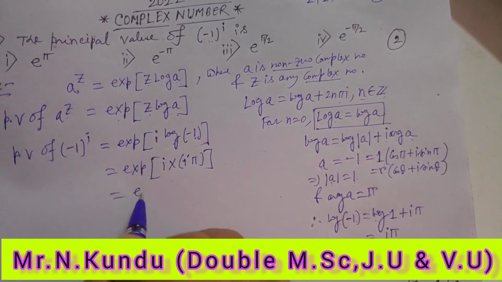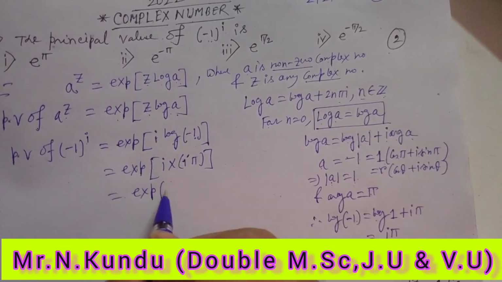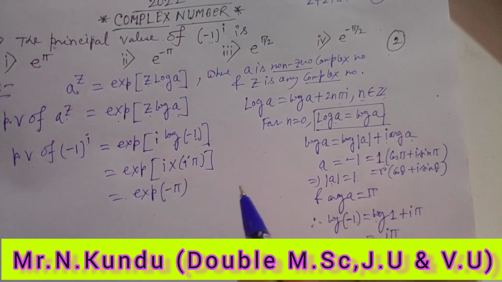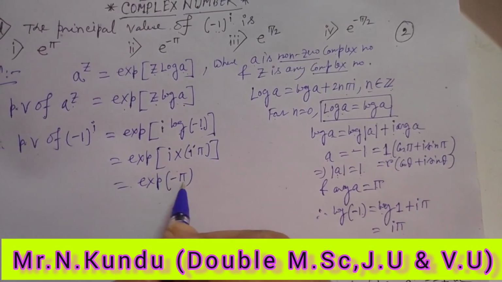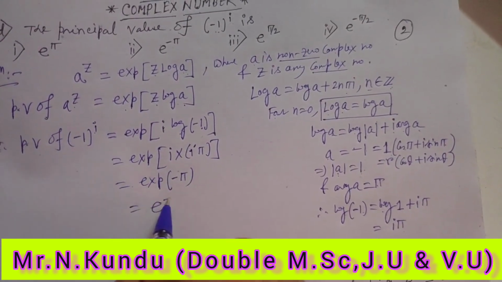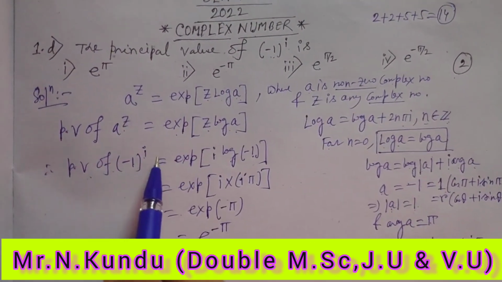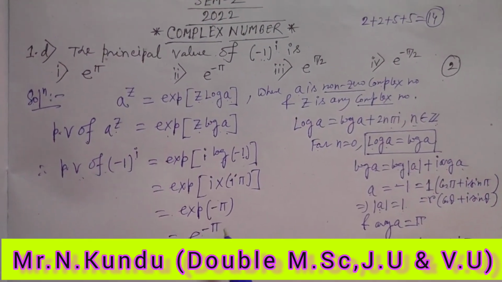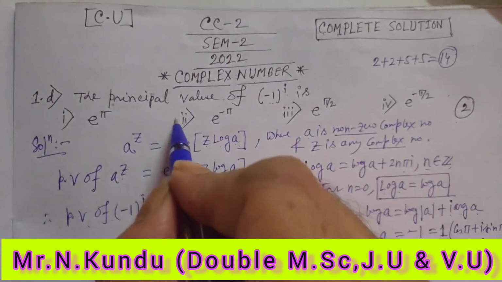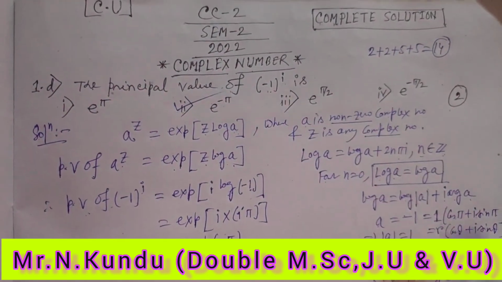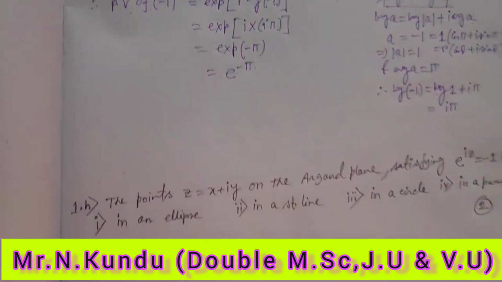So this is equal to exp(i² − 1)... so minus pi. Since this is a real number, this is e to the power minus pi. So the principal value of (−1)^i is e to the power minus pi. So option 2 is correct. So we move to the next question.